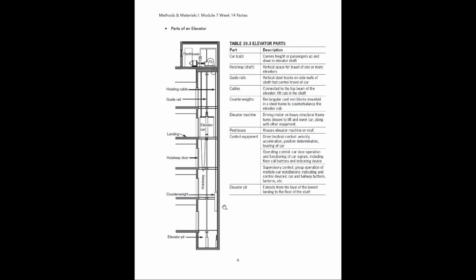We have a counterweight, which is used to counterbalance the elevator. And then up here at the very top is what's known as the penthouse. This is on the roof of the building, and it's just an enclosed space on the roof that houses the elevator machine. Right here is the elevator machine, and this is basically a big motor that drives the entire thing. It has a kind of winch system on it, and it pulls on that cable, making the elevator go up and down.